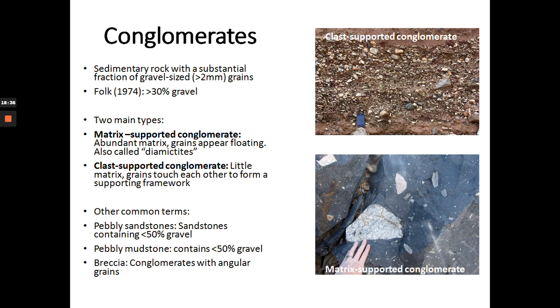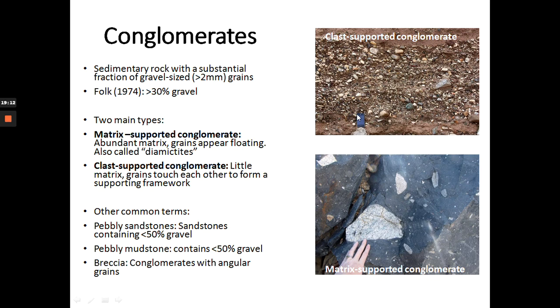Okay, so you can divide conglomerates basically into two types. First, you have what we call a matrix supported conglomerate. I'm showing the example here, a photo here. This is a matrix supported conglomerate. Notice that the gravel grains here are not in contact with each other. They're not touching each other, but they are floating inside a fine-grained matrix. Okay, so the matrix is actually supporting the grains, so we call it a matrix supported conglomerate.